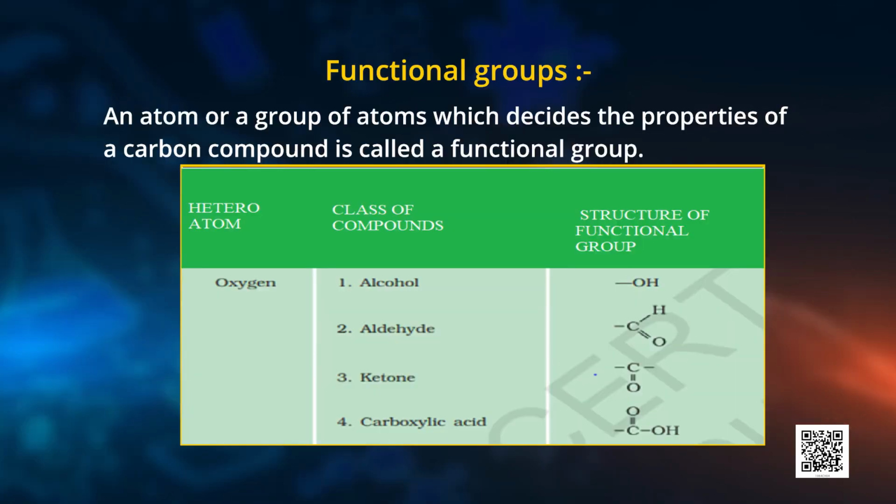Let us talk about functional groups. An atom or a group of atoms which decides the properties of a carbon compound is called a functional group. As you can see on the screen in the given table, the functional groups containing hydrogen have been classified as 4 types. The first is alcohol. In alcohol, the presence of the OH group is mandatory.